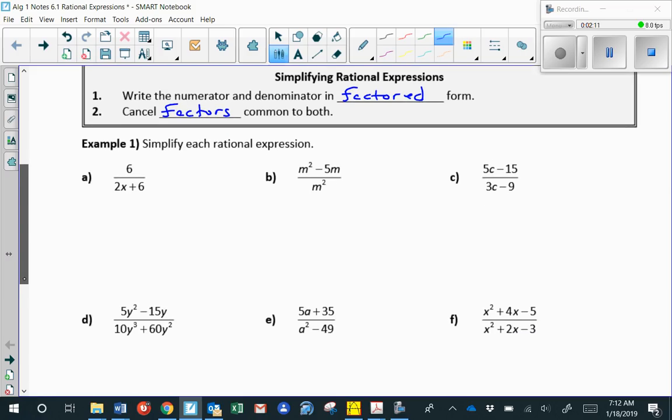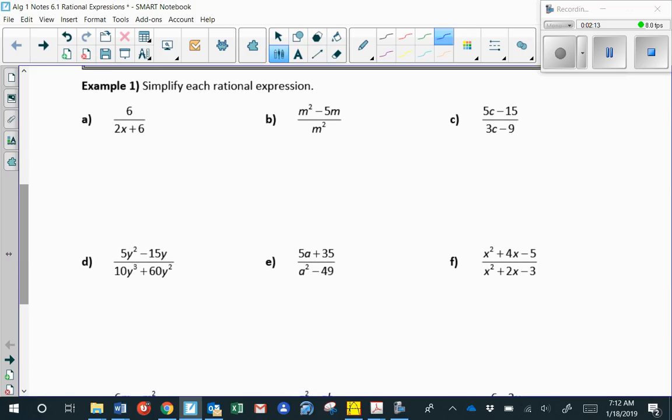All right, so in example 1, if we want to simplify each expression, we can factor the numerator and factor the denominator. 6 factors into 3 times 2, and 2x plus 6 has a common factor of 2, so we can factor that out, and there's an x plus 3 left in the denominator. Now you'll notice that the numerator and the denominator both share common factors of 2, so we can cancel those. And the final simplified result is 3 over x plus 3.